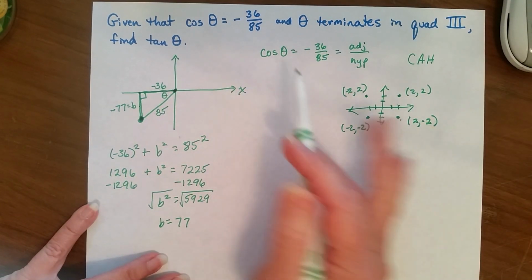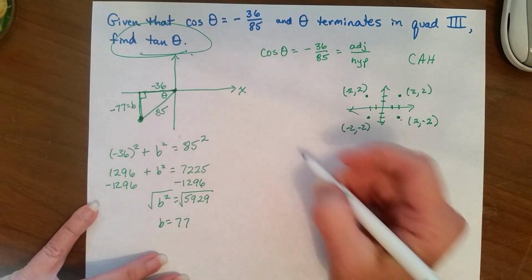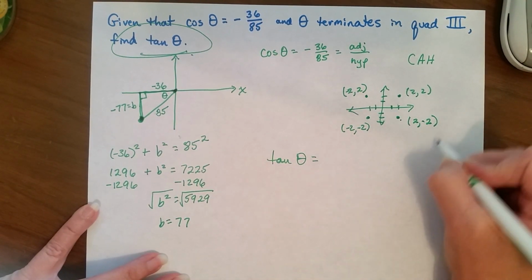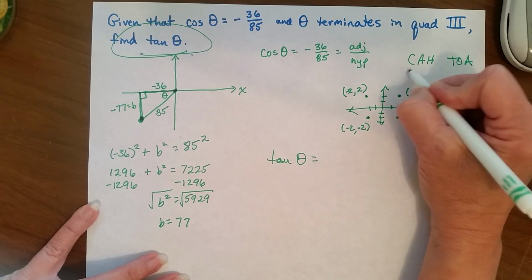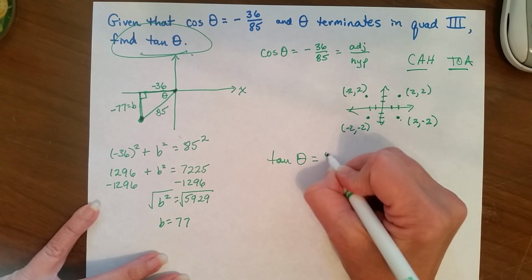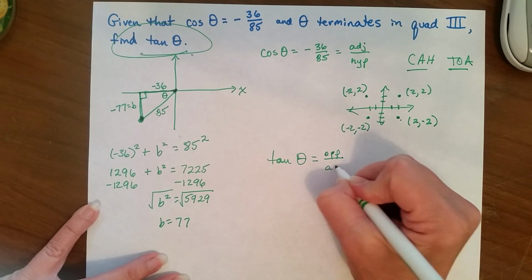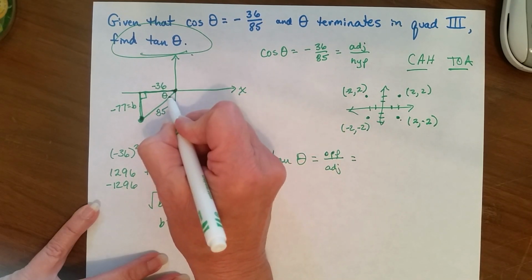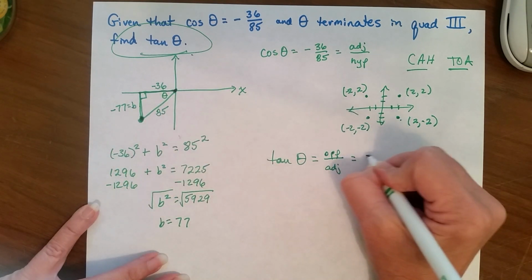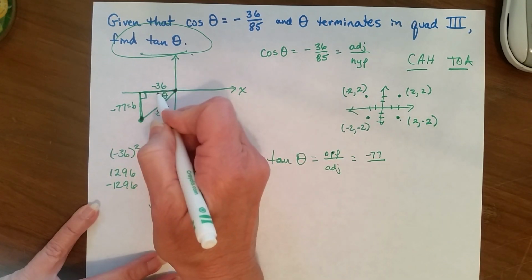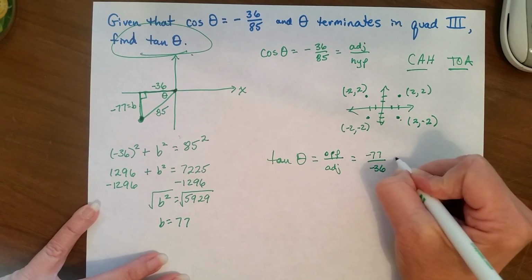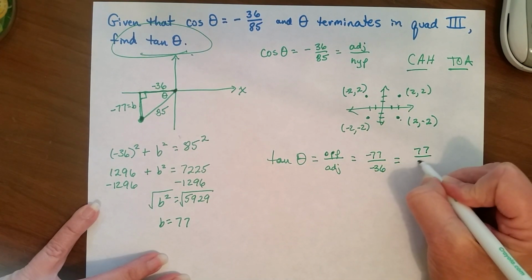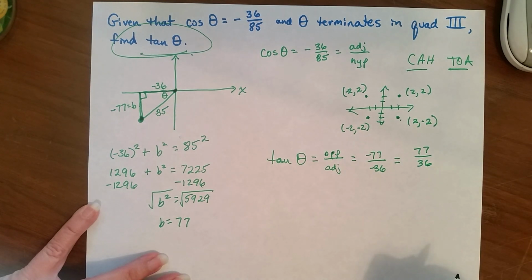Okay, now let's see what we're asked to find. Okay, we have to find the tangent of theta. So the tangent of theta, remember tangent, SOHCAHTOA. Tangent is opposite over adjacent. So here's theta. Opposite is negative 77. Adjacent is negative 36. Now a negative divided by a negative is a positive. So that's a positive 77 over 36.